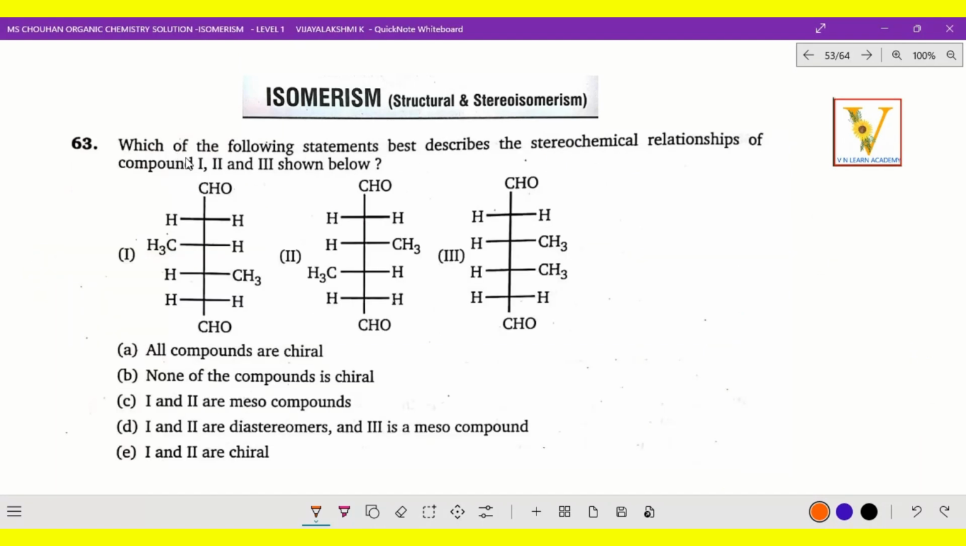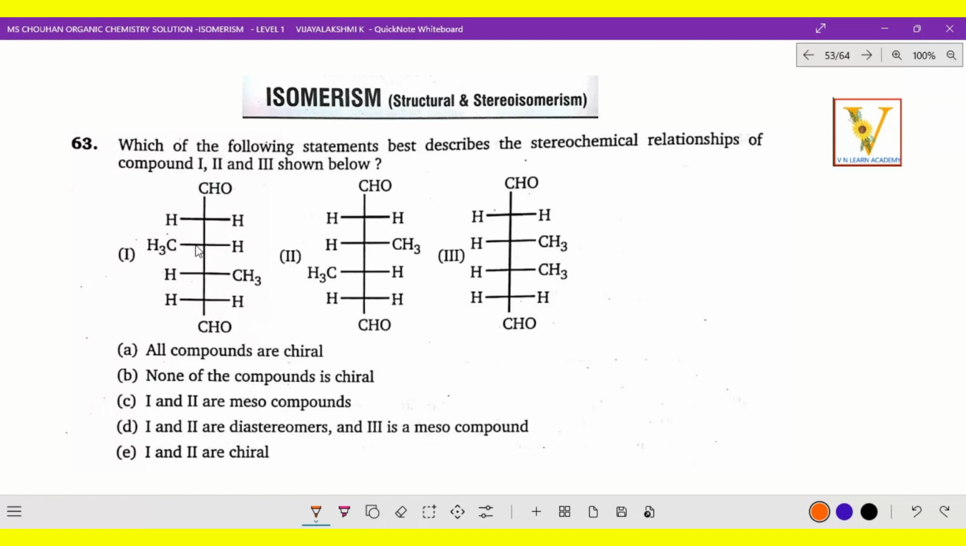Next question: which of the following statements best describes the stereochemical relationship of compounds 1, 2 and 3 shown below? They have given compounds 1, 2, 3. Now we have to identify the stereochemical relationship. So what do they belong to?